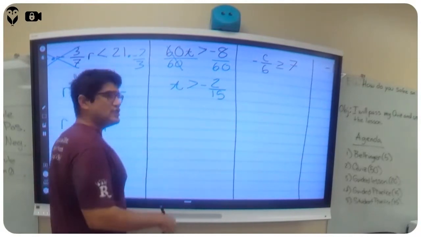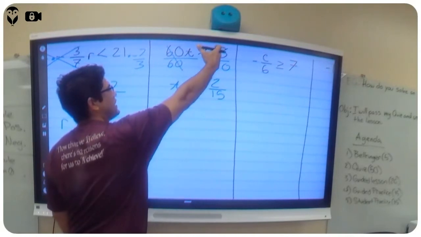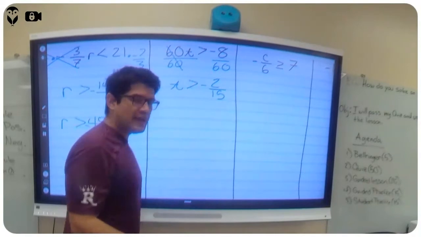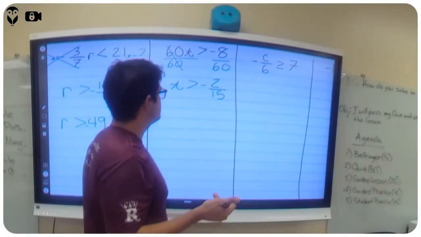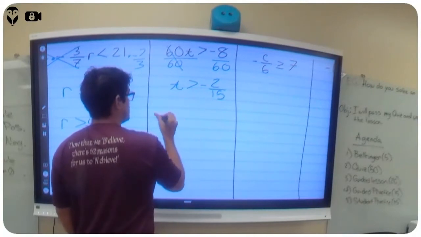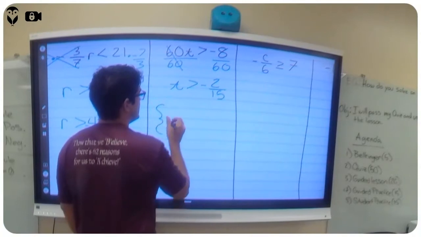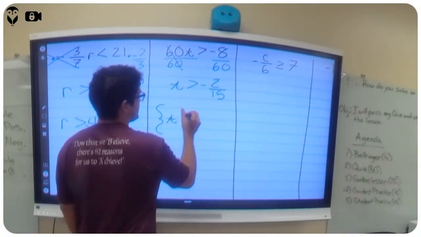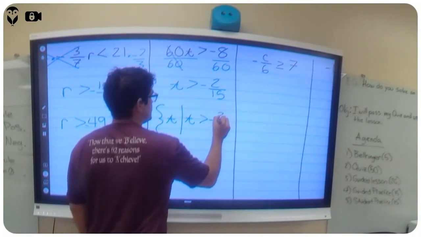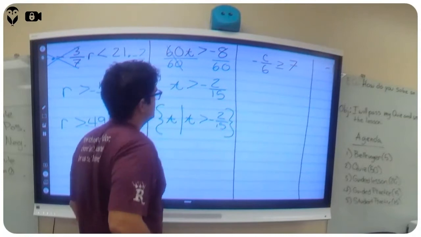As you saw, I didn't change the sign for this one. Why didn't I change the sign for this one? Because yes, there's a negative number, but it's not what I did to both sides. It's only when you multiply or divide it to both sides. Okay? So that's the solution. And I'm going to put it in set builder notation. I do what you guys like to call the squiggle, the set of t, line, t is greater than negative 2 over 15. There we go.